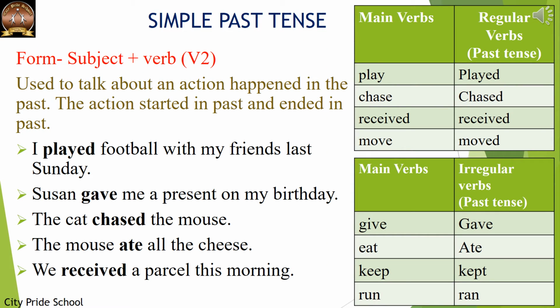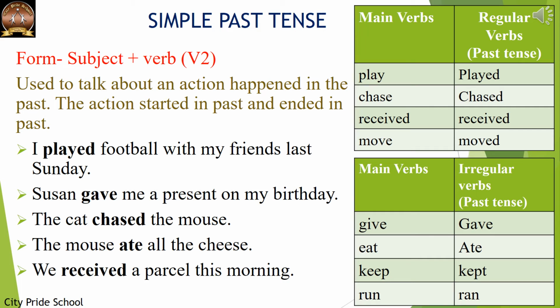Next is simple past tense. Simple past tense is used to talk about an action happened in the past. The action started in the past and ended in the past. It means that the completed actions in the past, that is simple past tense. We make simple past tense with a subject and a verb in the past form, that is V2 form of the verb. Examples: I played football with my friends last Sunday.